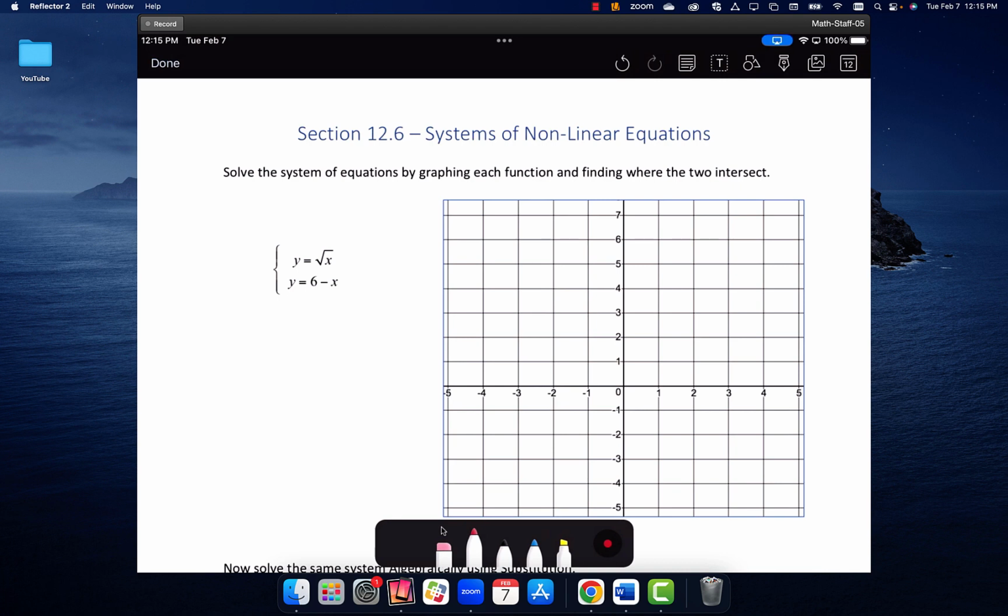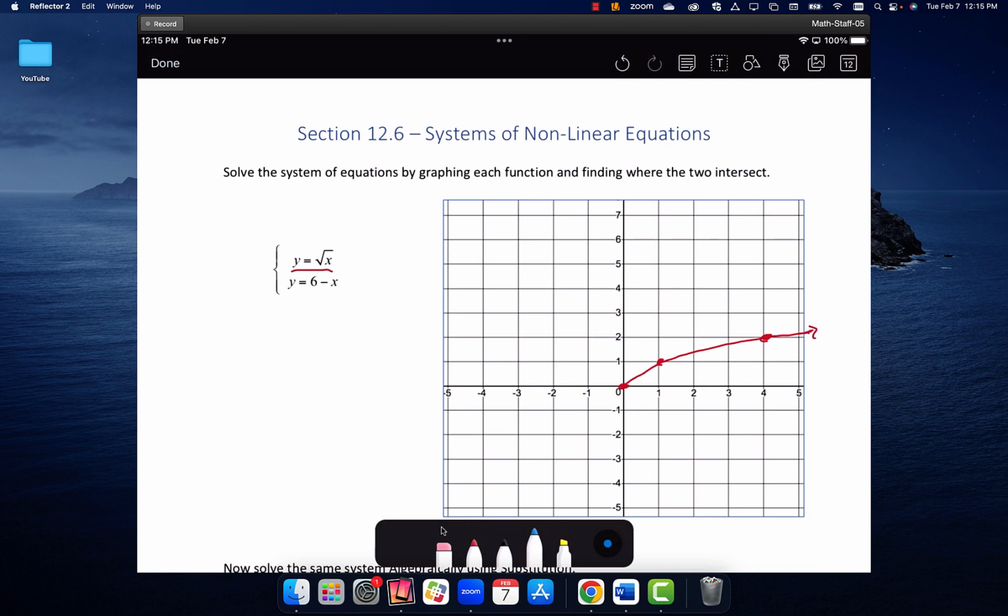In this lesson, we'll be looking at systems of nonlinear equations. Solve the system of equations by graphing each function and finding where the two intersect. So we'll first graph the square root of x. We have (0, 0), (1, 1), (4, 2), and we'll play connect the dots. Hopefully this is a familiar function that we've seen in the past.